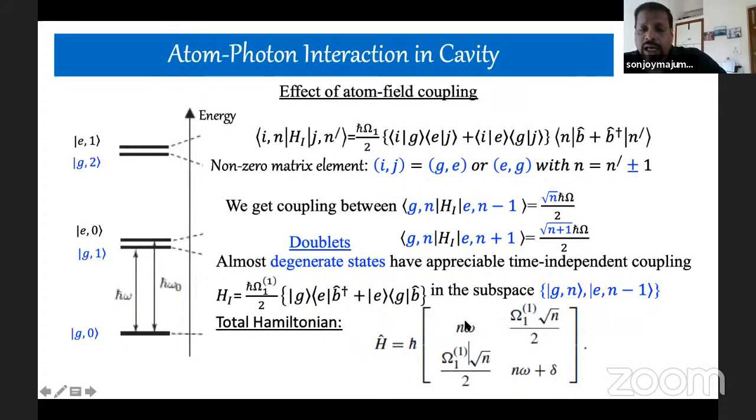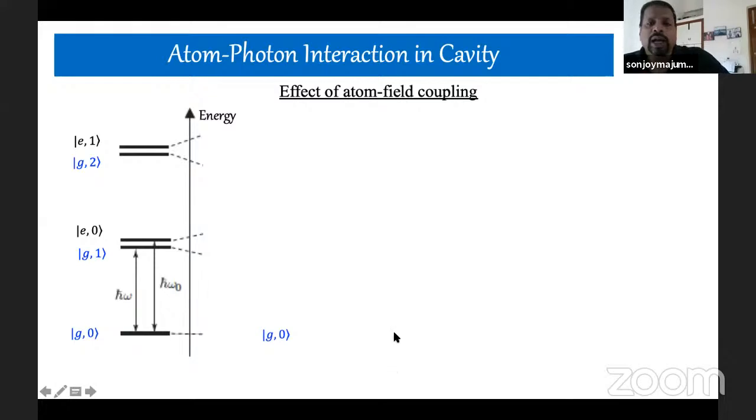That means this term is nothing but the Hamiltonian with respect to |G,n⟩ and |G,n⟩. This term is the total Hamiltonian in terms of |E,n−1⟩, and these are the exchange terms, that is between |G,n⟩ and |E,n−1⟩ and |E,n−1⟩ to |G,n⟩. So those are the off-diagonal terms. Once you have understood this, let us see what the solution will be. Just consider each doublet.